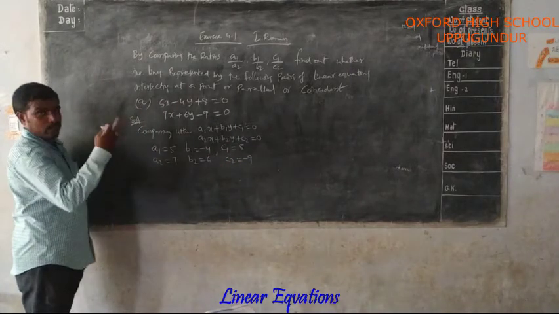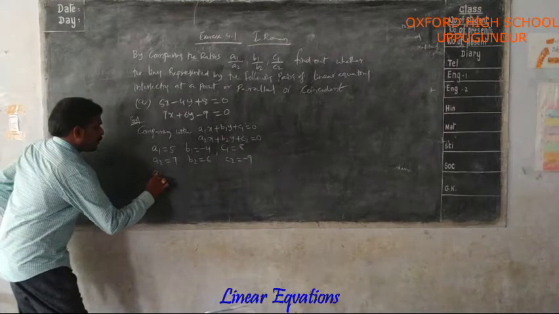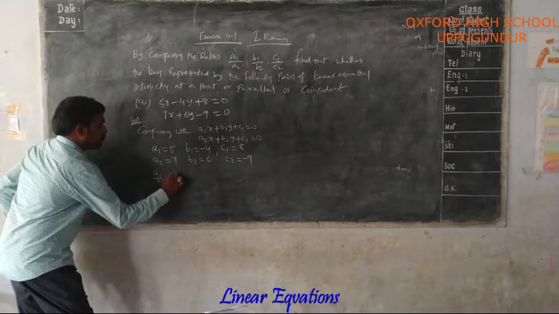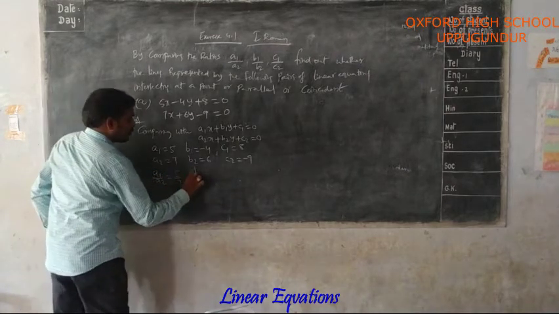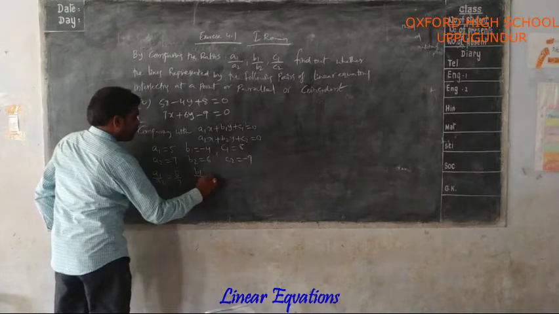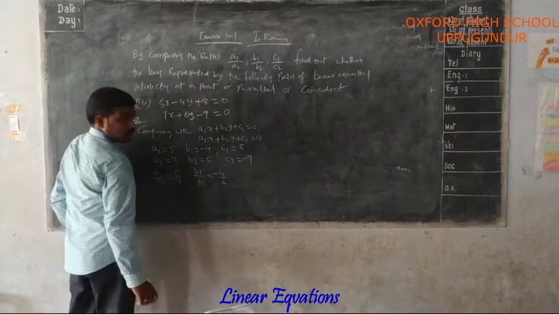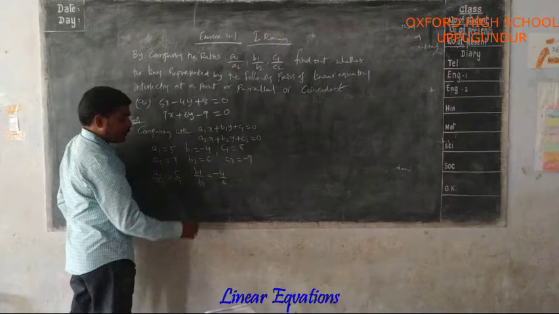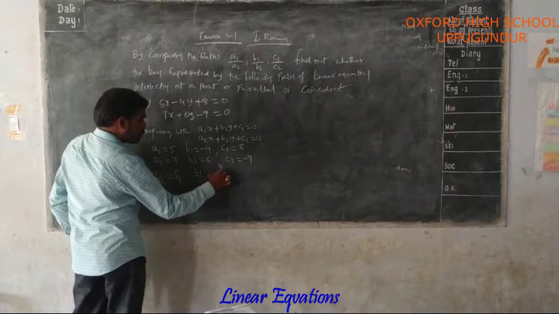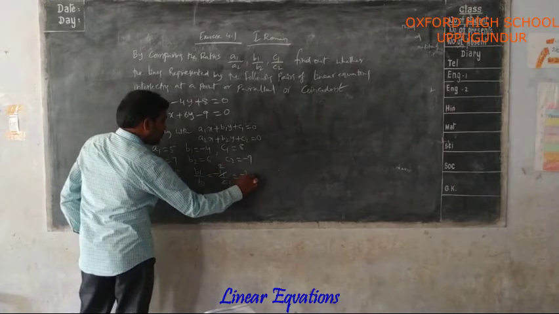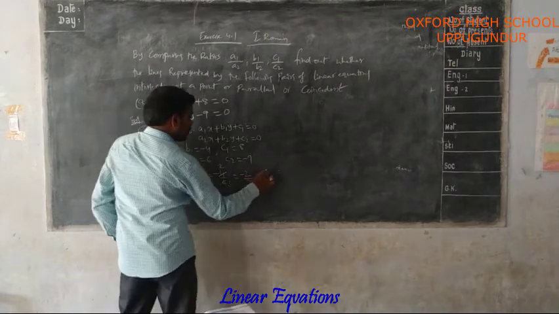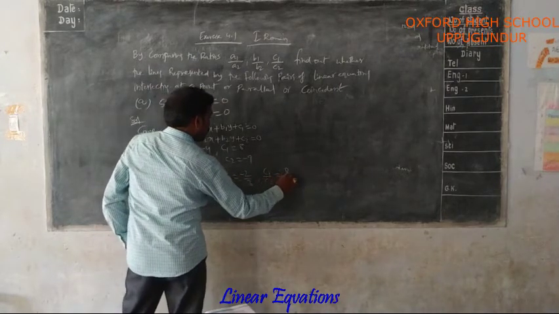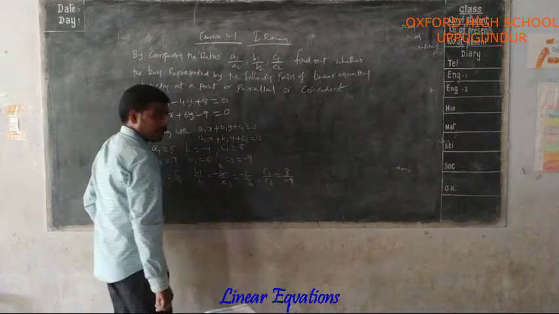Now what you have to find? You have to find the ratios. A1 by A2 equal to 5 by 7. B1 by B2 equal to minus 4 by 6. So this is not the simplest form. By removing the common factor, 2 2's are 2, 2 3's are 6, it is minus 2 by 3. C1 by C2 equal to 8 by minus 9.